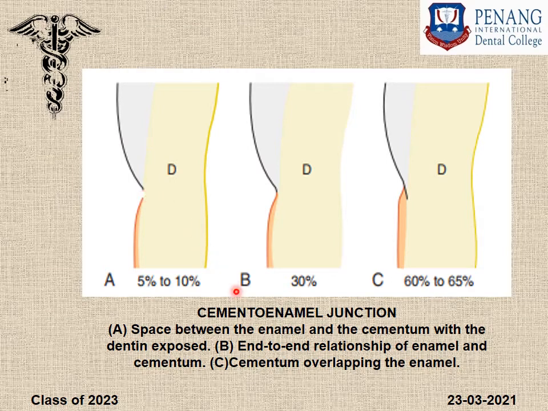In the second one, there is an end-to-end relationship of cementum and enamel. The third class is one in which the cementum is overlapping the enamel. Most of our population will have this criterion, where the cementum is overlapping the enamel.